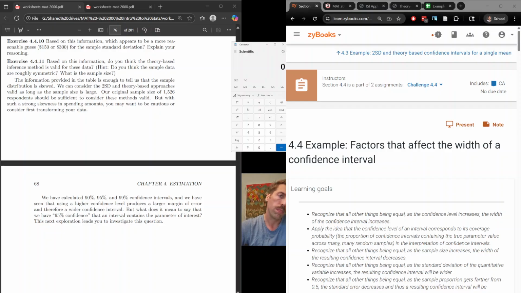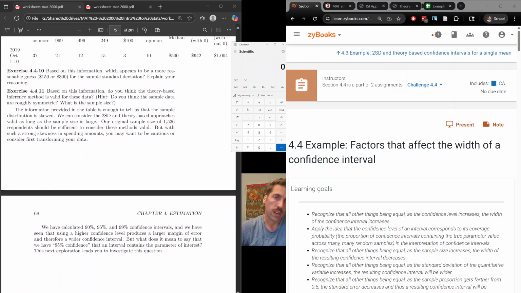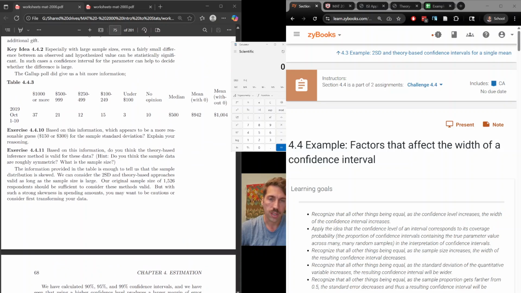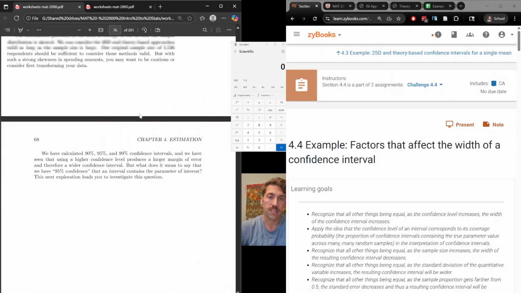For number 11, based on this information, do you think the theory-based inference method is valid for these data? Do you think the sample data are roughly symmetric? What is the sample size? So remember the validity condition from last section. You can look that up in your last worksheet or in the reading from last section. Then use that validity condition and look at this. You don't have all perfect information, but you have enough to make a good guess here. Okay, and that completes this section.